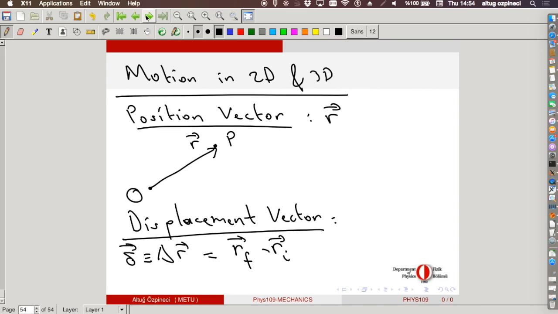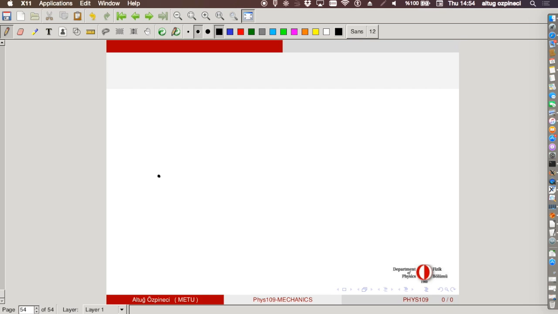So for example, let's say this is our reference point. This is the initial point of my object. This is the final position of my object. Then the displacement vector is just the vector that points from the initial position to the final position. The object has moved from this point to that point in that direction with this length. So this is delta R.